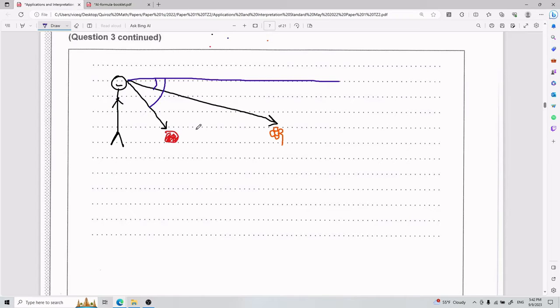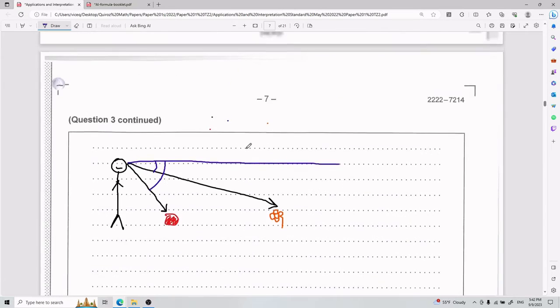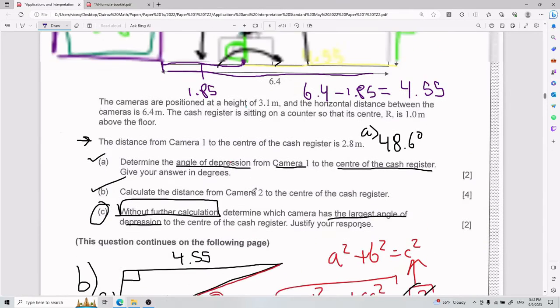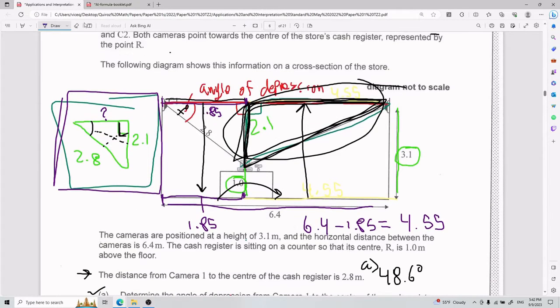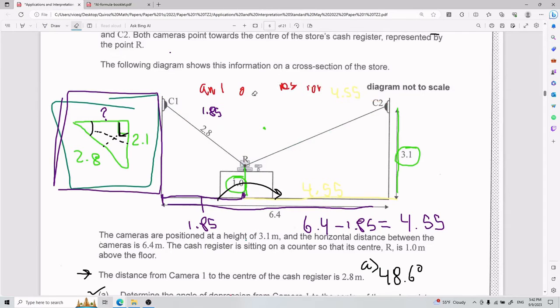And so once you have this sort of visual in your head, this quick diagram that you can do on the side, you realize that if the object is closer, your angle of depression is higher, okay? Because you have to tilt your head more. If you don't have to tilt your head, the angle of depression is probably relatively low, see? So now that we have that intuition for part C, it says to determine which camera has the largest angle of depression. So let's make some space here so we can see our diagram again, see?